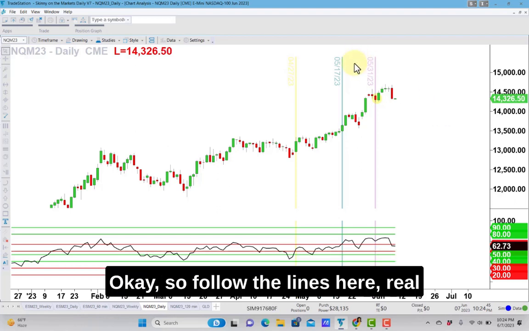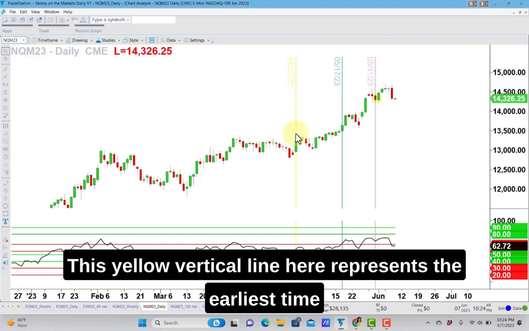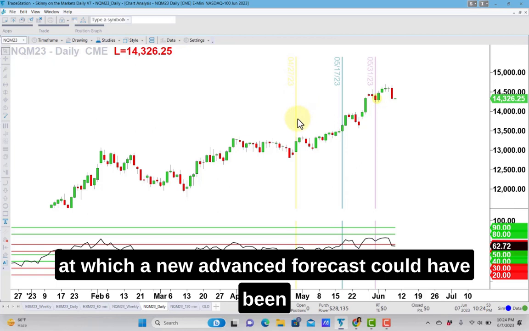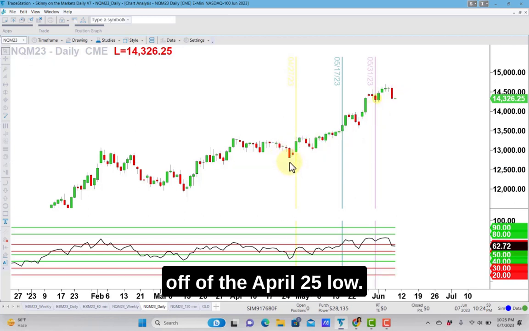Okay, so follow the lines here, real easy, I kind of color coded them. This yellow vertical line represents the earliest time at which a new advanced forecast could have been made for the current move up that we have off of the April 25th low.